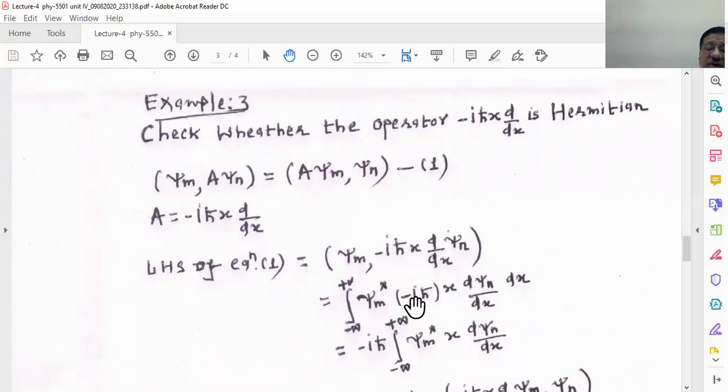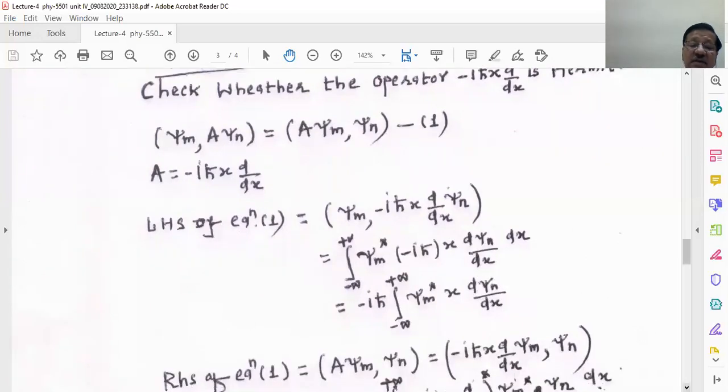Now this is a constant factor, minus iħ. So I write down minus iħ outside, right? And the remaining term is psi star, your position observable x, and you have d psi by dx. Here you should write down the integration, which is carried out with respect to dx. So here dx is missing. Please write down dx here.